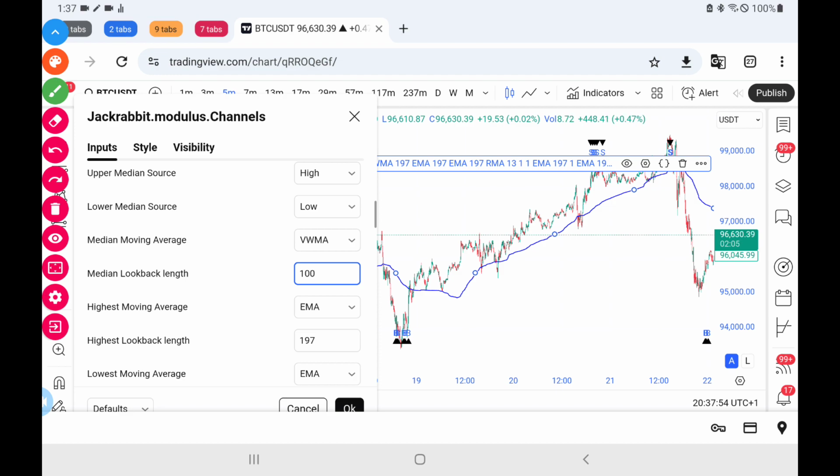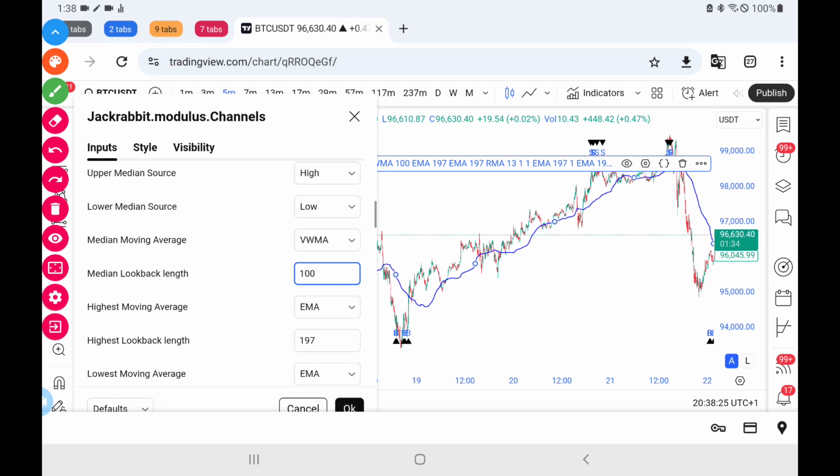So my median moving average is volume weighted. My look back is a 100 period. And we get a clear representation of price action correlated with volume. So this is the first component of pretty much every major channel-based indicator, always starting with the median.